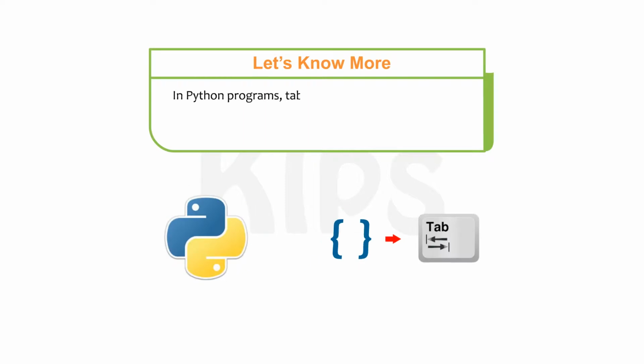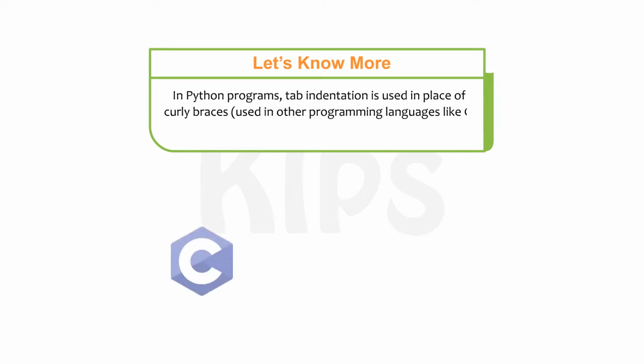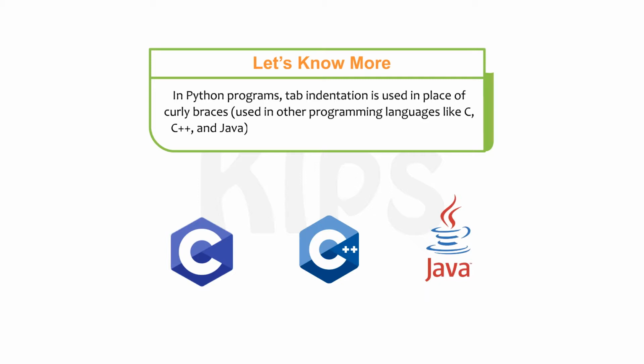Students, let's know more. In Python programs, tab indentation is used in place of curly braces, used in other programming languages like C, C++, and Java, which brings clarity while reading codes.